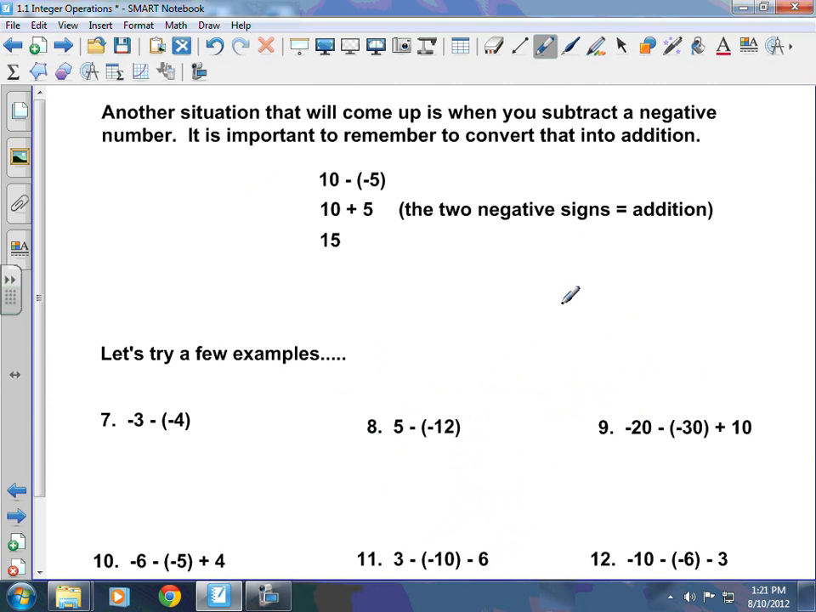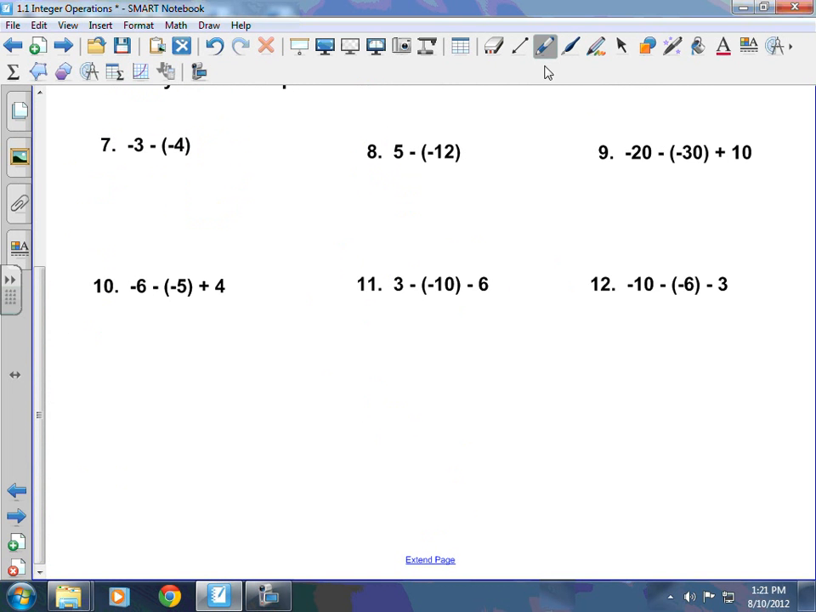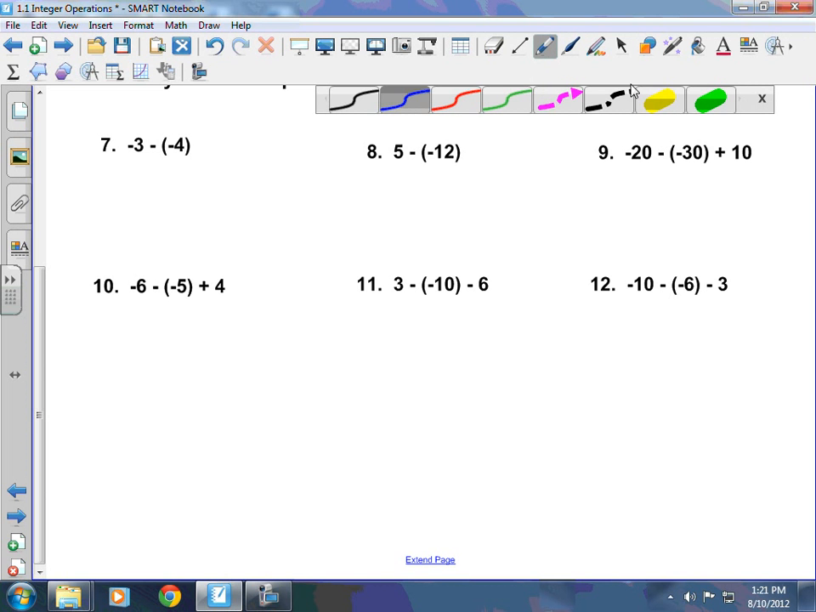Okay, another situation that comes up is when you have to subtract a negative number. You cannot have 2 signs together. You have to convert that to 1 sign. Now, we said a plus and a minus sign equals a minus, so a minus and a minus sign equals a plus. 2 negative signs make a plus. This is 10 plus 5, which is 15. So we're going to try only a few examples. I'm going to go to example number 11, and then you'll be responsible for doing the rest of these on your own, using the same rules we started with.